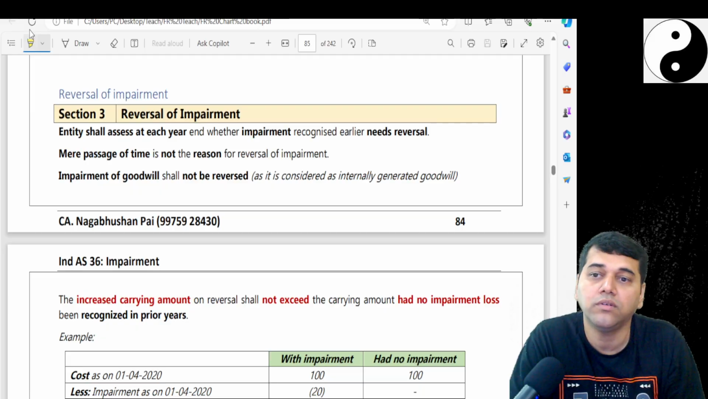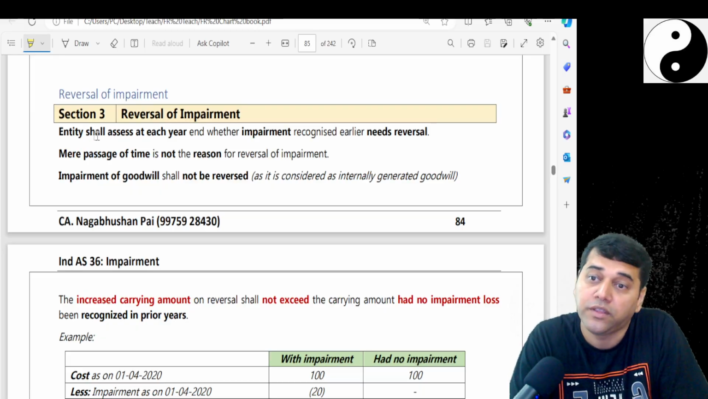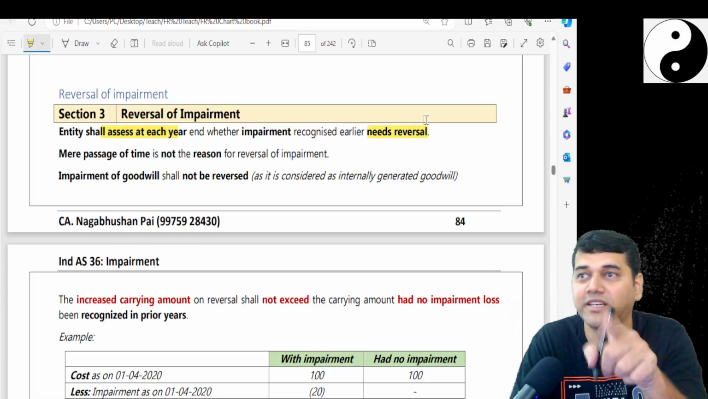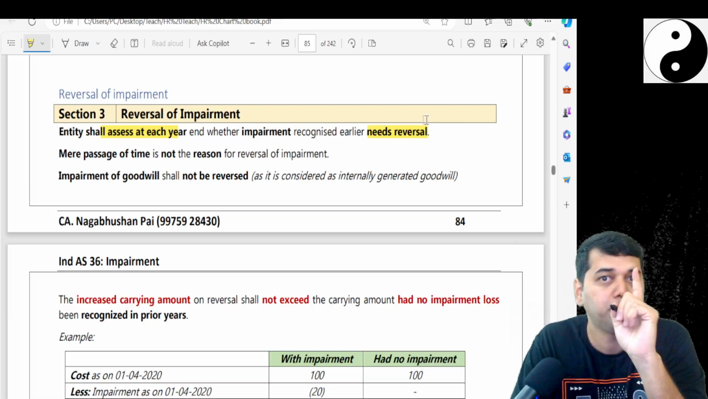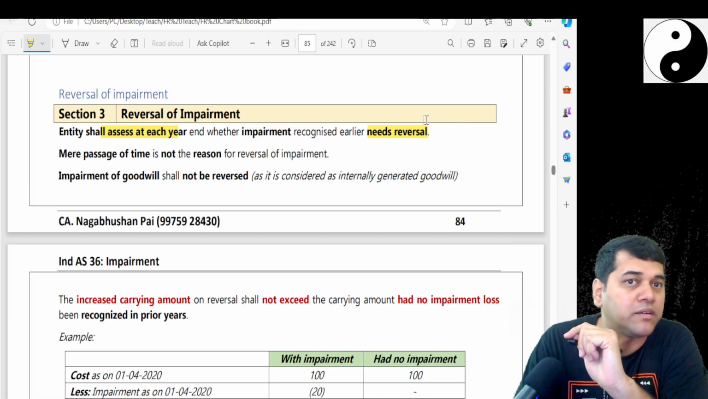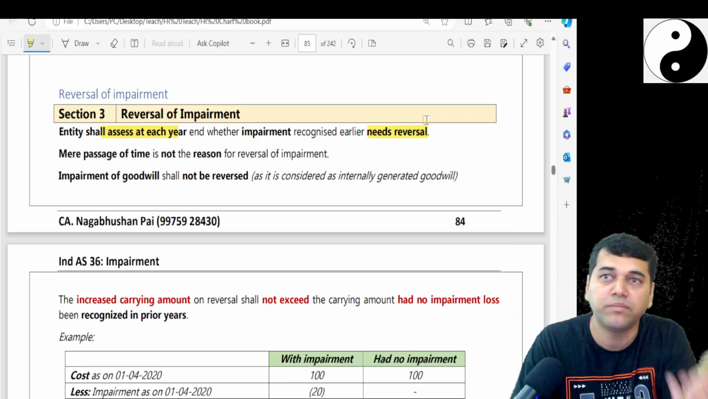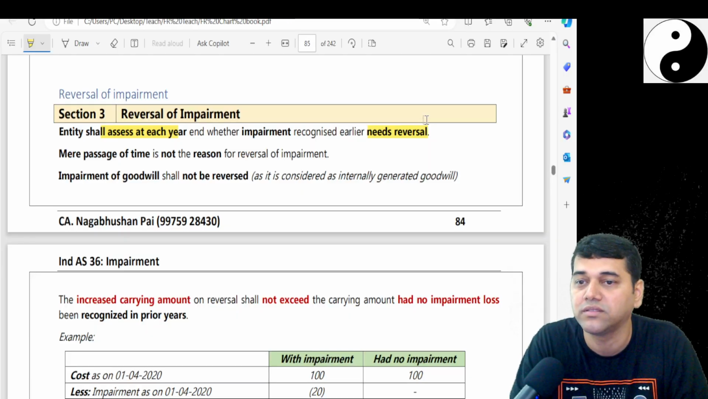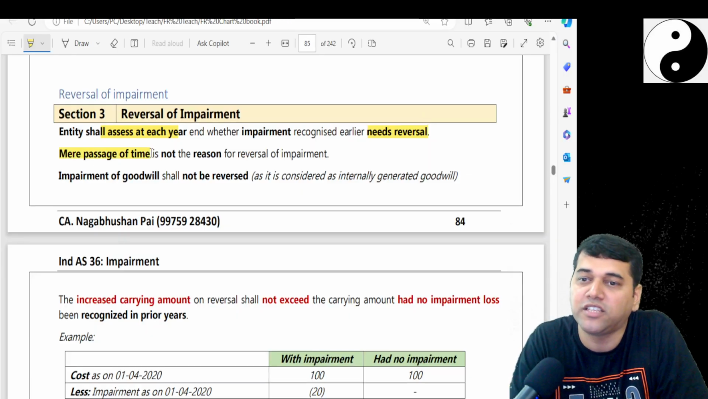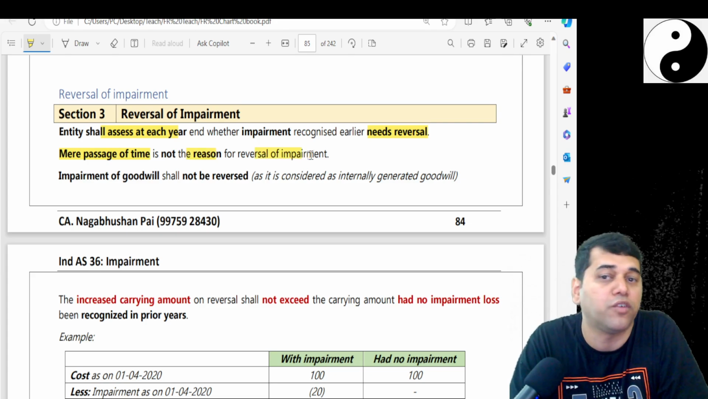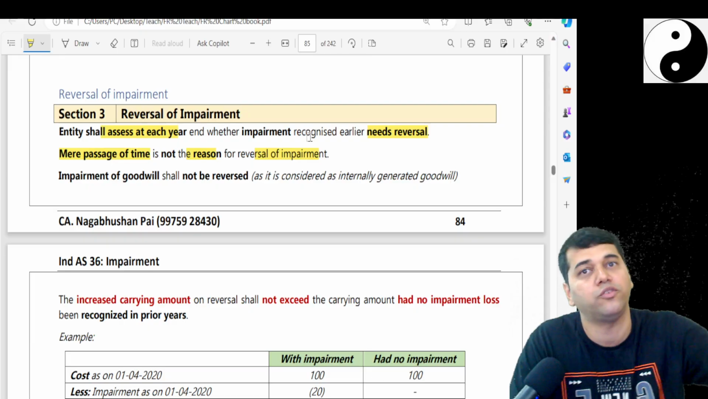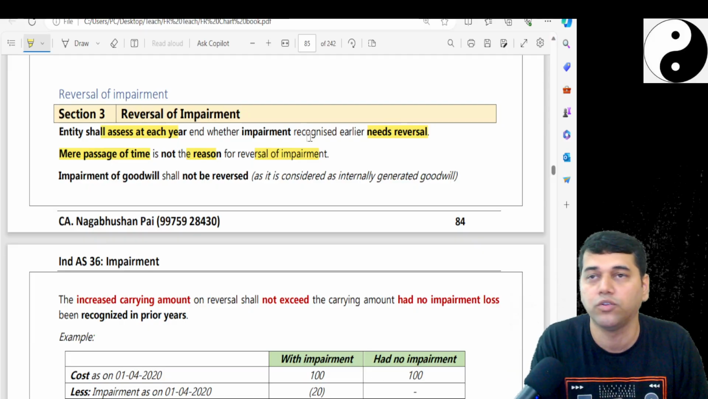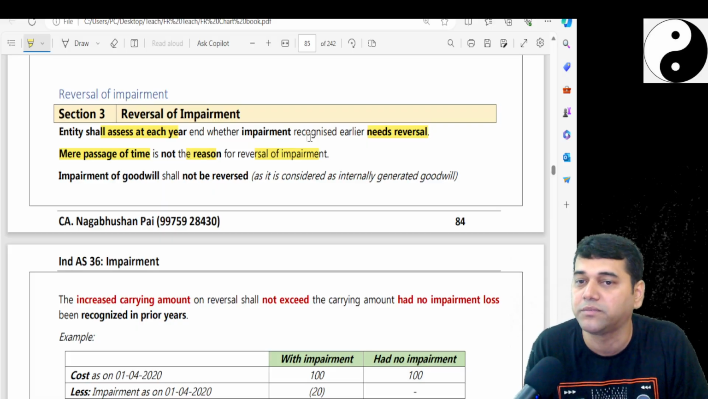So now, once you impair, then from that time every year you need to check whether you need a reversal. Understand here the difference. Impairment you need to test only if there is an indicator. But the moment you impair, from that time every year you have to compulsorily reassess, should I need to reverse? But a mere passage of time is not a reason for reversal. Simply time has passed and you say, oh sir, my recoverable values are more today. No, there should be a real change in the business circumstances.